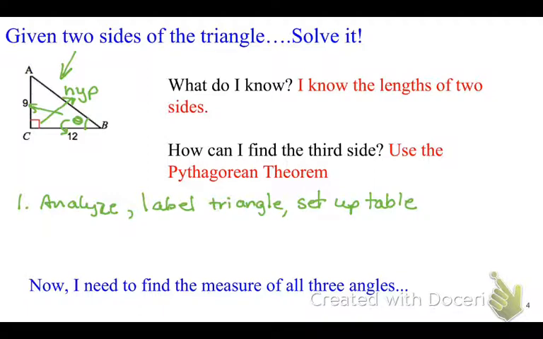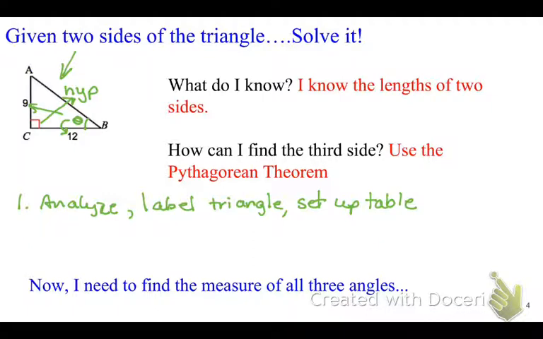So we know two sides. So how can I find that third side? And we all know how to do that. That's using the Pythagorean theorem. Okay? So make sure you understand right off the bat what it is you have, what it is you don't have, and what the various sides are in your triangle.